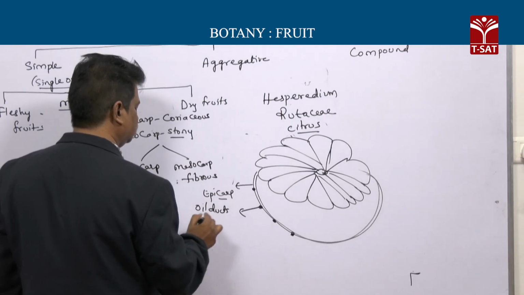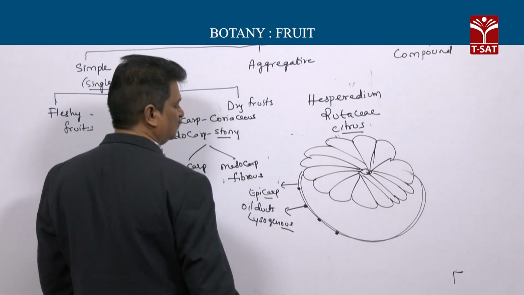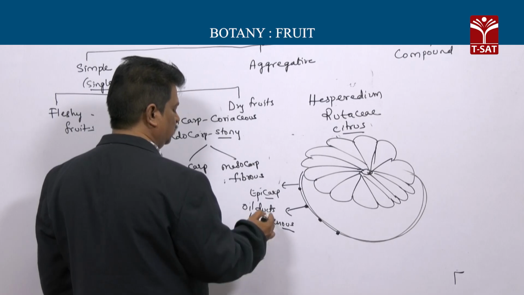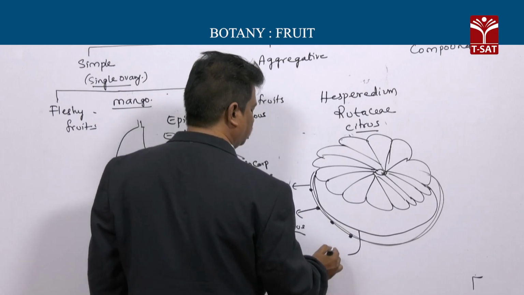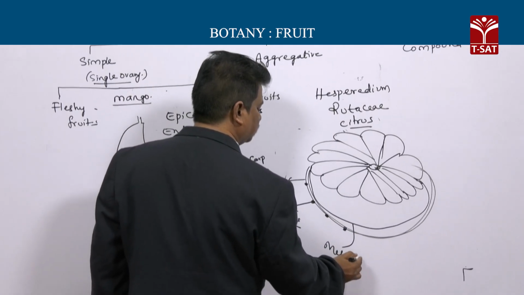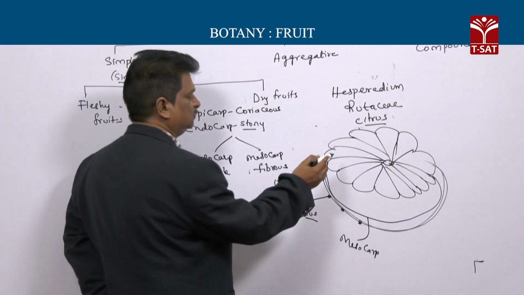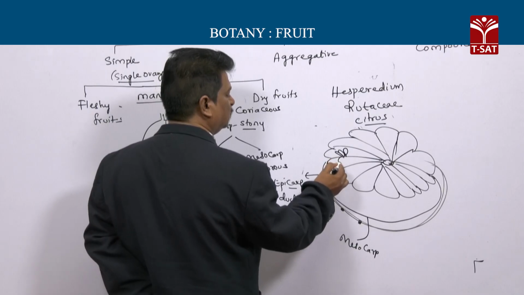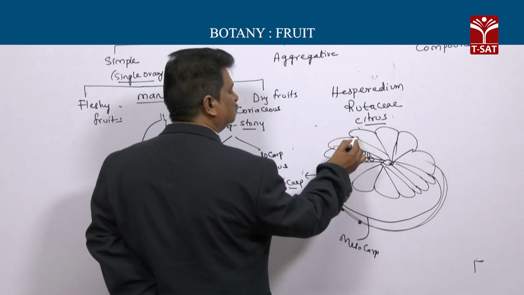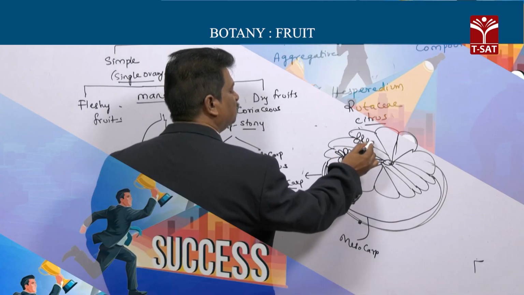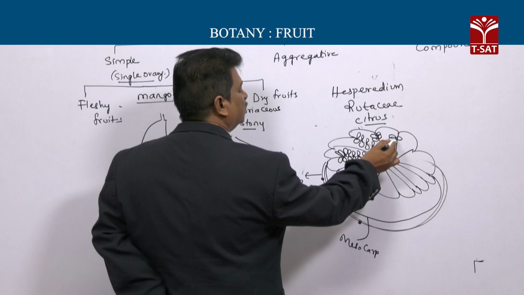These oil ducts are lysigenous cavities, cavities formed due to lysis of cells. Then the mesocarp is thin and papery. Then the endocarp: in this fruit, the endocarp forms edible, juicy hairs. It is about fleshy fruits.